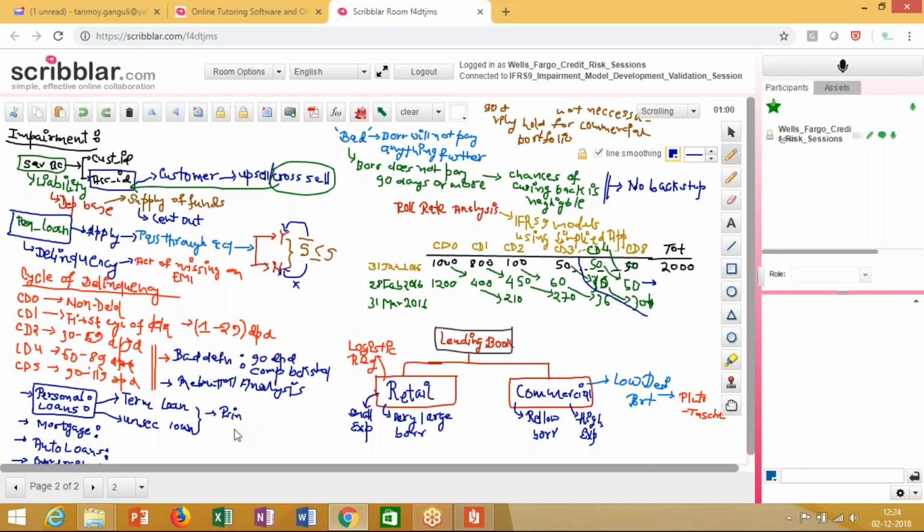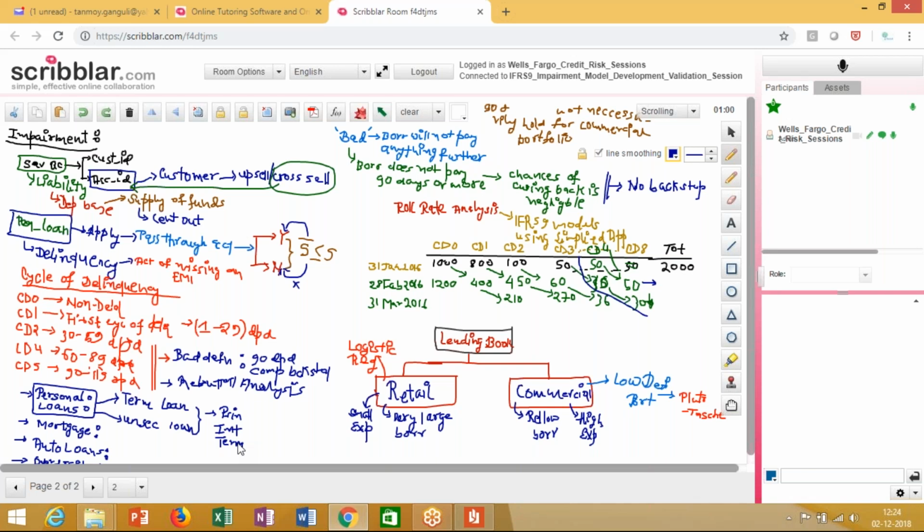So there is a principal. The next is there is an interest, right? And the third is that there is a time or a term that we generally talk about. The term is the number of months for which the loan has been taken. So it can be 12 months, it can be 24 months, it can be 36 months, 60 months, whatever.